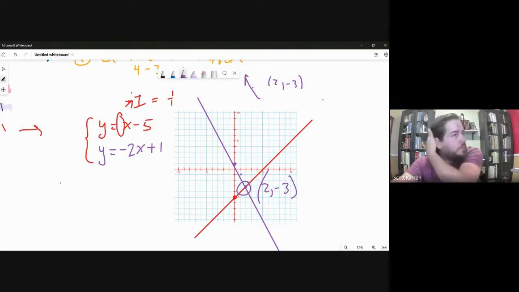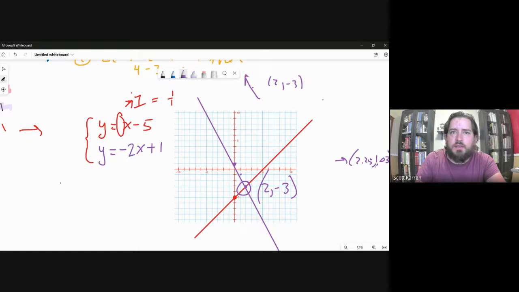So the graphing method has its limitations. If your answer is not a nice integer pair like 2, negative 3, like say, for example, I had some system and the solution was like 2.25, comma 1.03, right? There's no way I could graph that and have any idea that the y value is 1.03, or even I'd have difficulty guessing that the x value is 2.25 as opposed to say 2.3, 2.2, right? So graphing is okay in most situations, but not always.